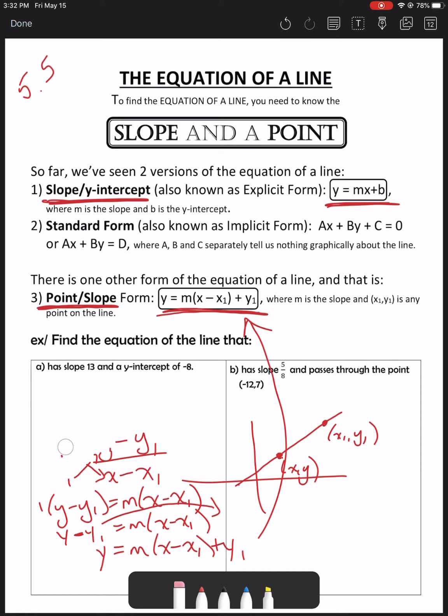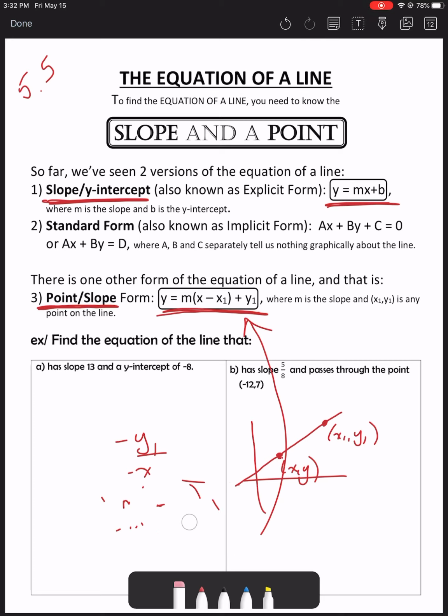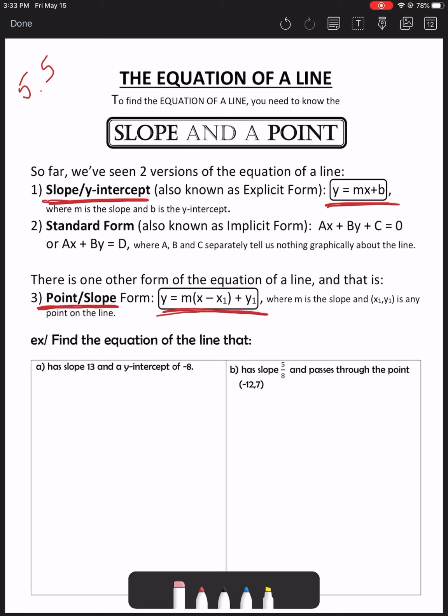Y equals mx plus b is really only good, I'm going to erase all this, y equals mx plus b is really only good if you know the y-intercept and you know the slope. Otherwise, this new equation works best. Okay, so we're never going to use standard form, ever, ever, ever. We're never going to use this to find the equation of a line. Sometimes that's there, and we find things from it, but we're never going to find it in this kind of scenario.